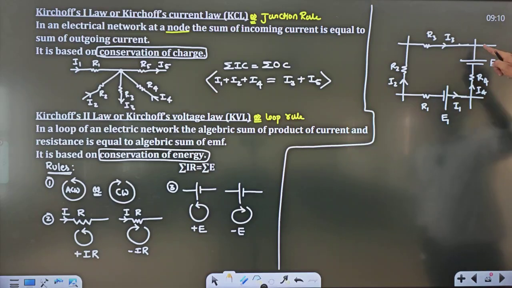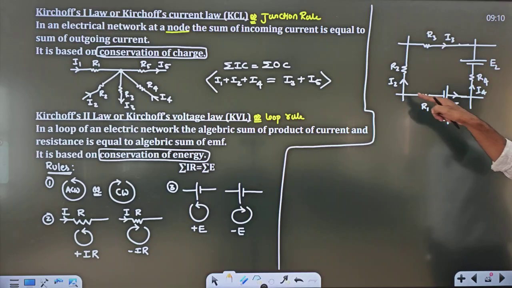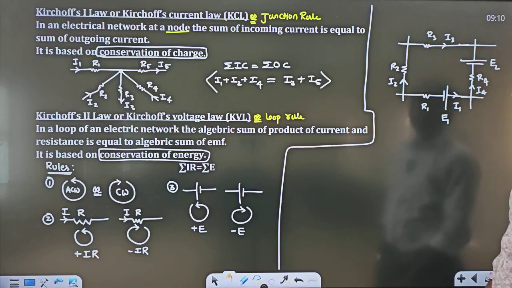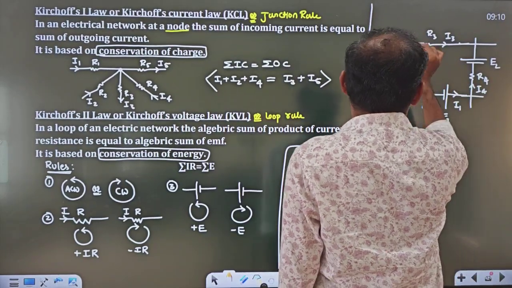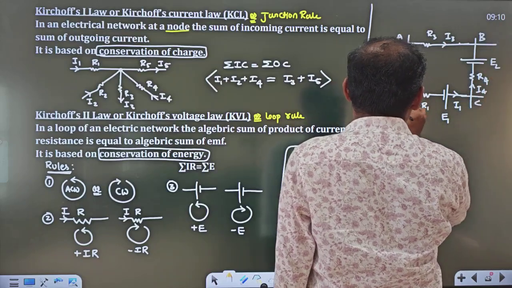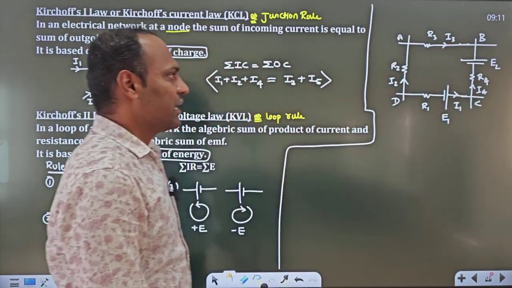Correct? This circuit will continue. The circuit is continued here. Okay, now just one loop is taken inside a circuit. Now look, so this is the loop. I will name that loop ABCD. ABCD. Now we have to apply KVL to this loop.